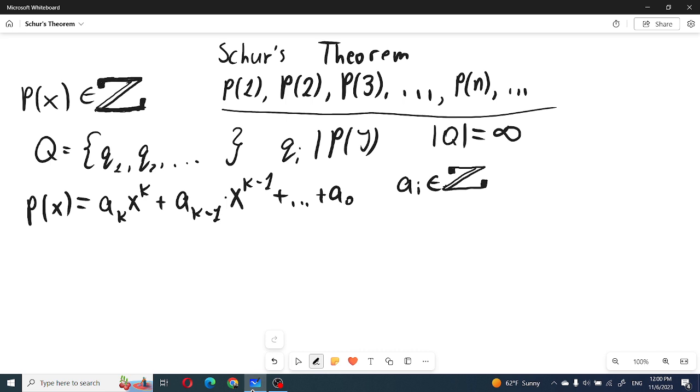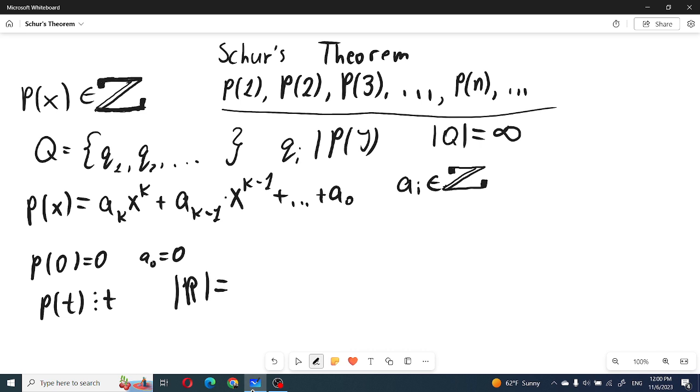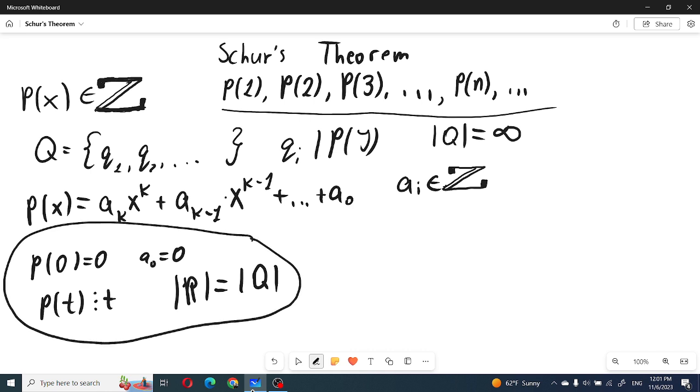To prove this, we need to discuss several cases. First, if p of 0 equals 0, in this case a0 must be 0. If we consider p of any prime number t, this number will always be divisible by t because of Bezout's lemma. So we know that the size of the primes will be equal to the size of Q. Because the size of primes is infinite, the size of Q will also be infinite.